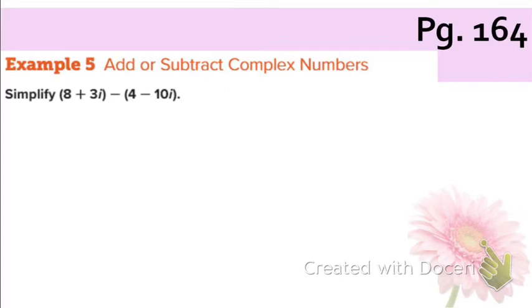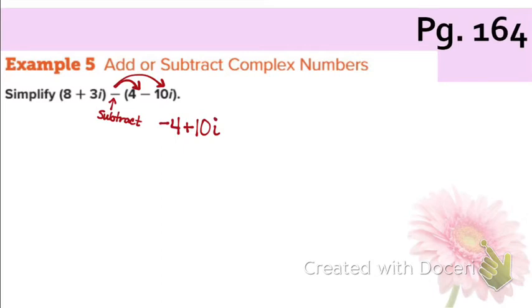We are going to do their example number 5. What do they want me to do with these two complex numbers? What are they asking me to do between them? Subtract. We want to subtract these two. So I need to distribute the subtraction here. If I distribute that subtraction, what would I get? -4 and a positive 10i.